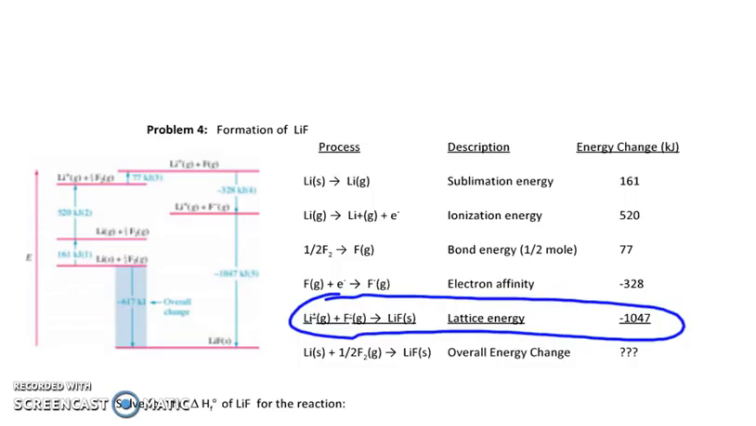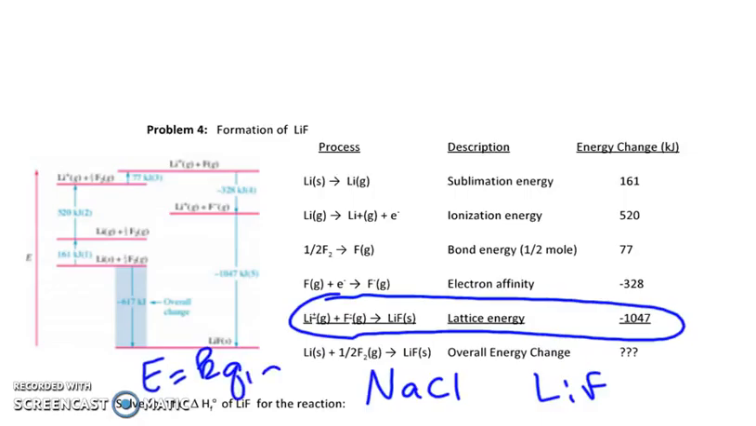And you may wonder, why is there such a difference? Well, here's NaCl, and here's LiF. It has to go back to Coulomb's law. The charge of sodium is +1, the charge of chlorine is -1, the charge of lithium is +1, and the charge of fluorine is -1. So are the Q values going to really affect how exothermic the lattice energy is? No. They both have the same Q values.